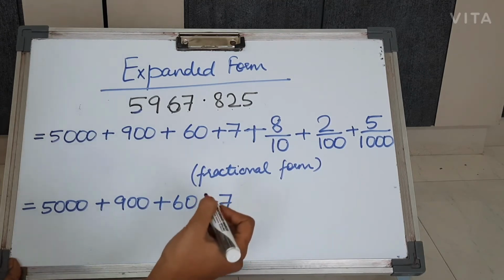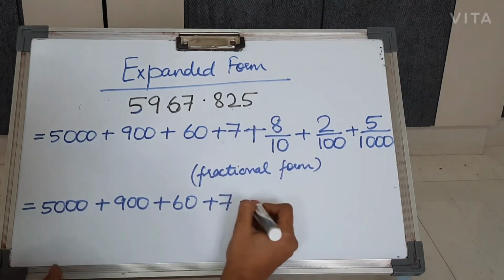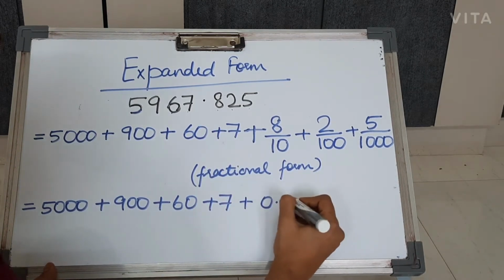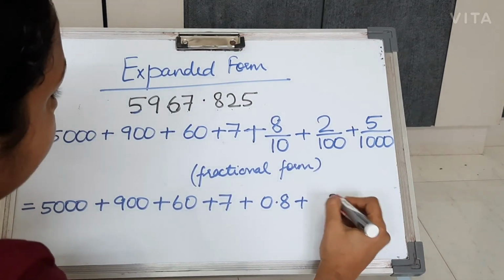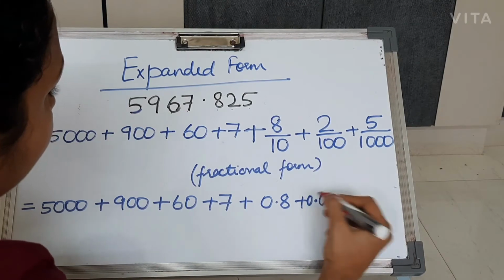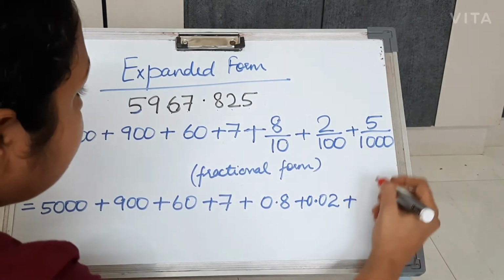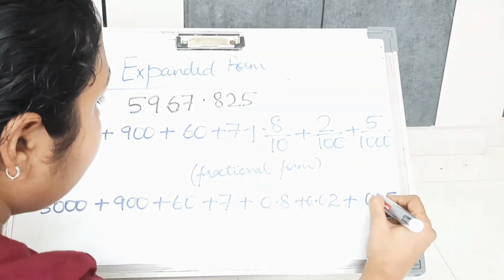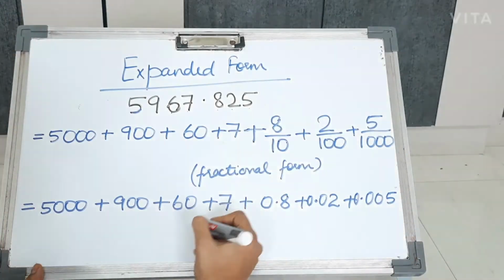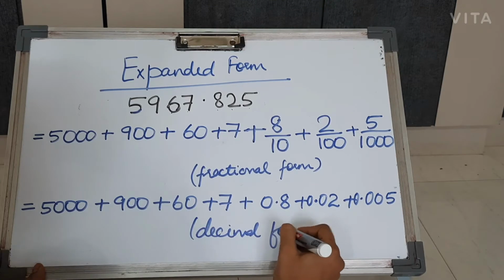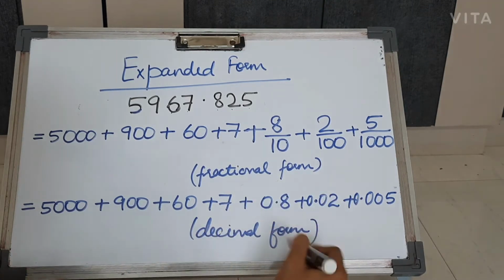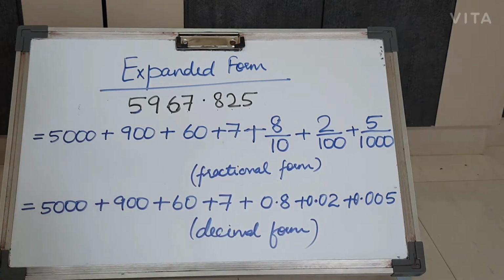Now from here comes the decimal part. This will be 0.8, then 2 zeros, so we write before 2 numbers the decimal, and here 3 zeros, so before 3 numbers the decimal. So this is the decimal form. This is what the expanded form is.